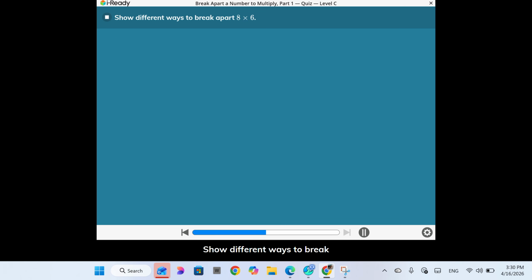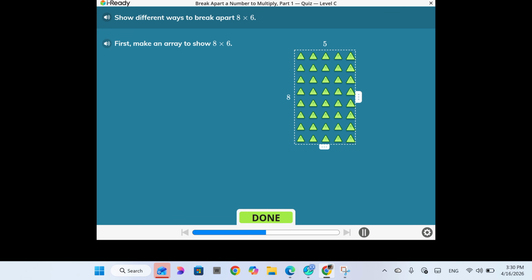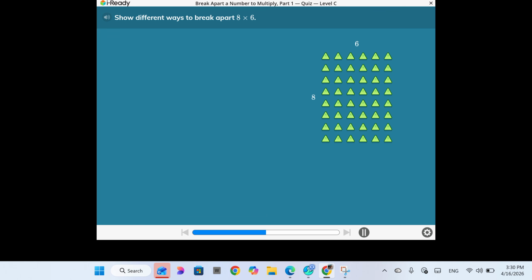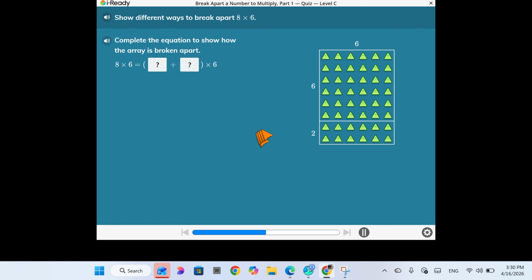Show different ways to break apart 8 times 6. First, make an array to show 8 times 6. This is one way to break apart the array. Complete the equation to show how the array is broken apart.